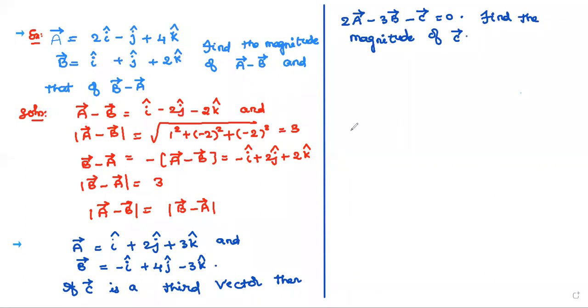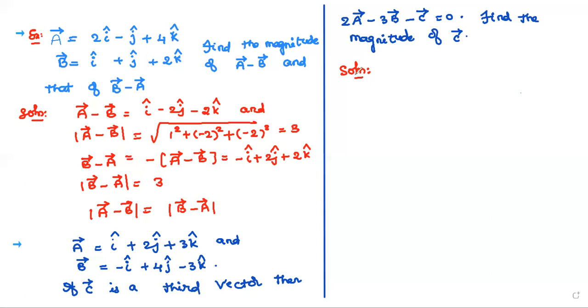Okay, this is the question. But in this question, you want the magnitude of c bar. First, you need to know who is c bar, that we have to write. So if you know the c bar in the vector form like i cap, j cap, k cap, then you can easily find out its magnitude, root over ax square plus ay square plus az square. So first of all, we have to find out c bar.